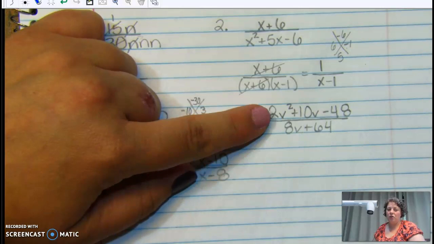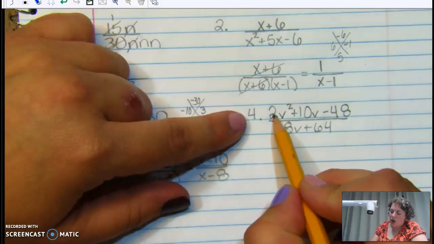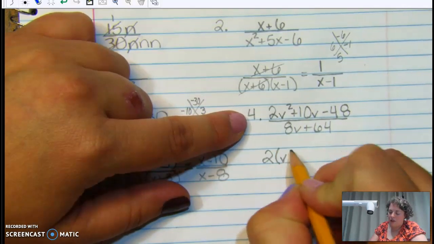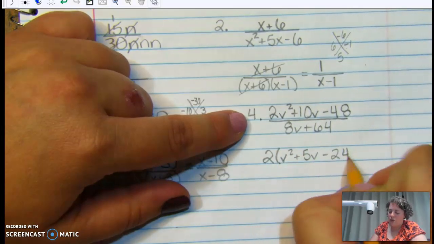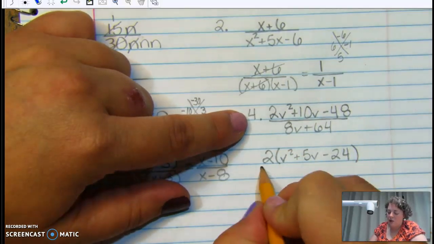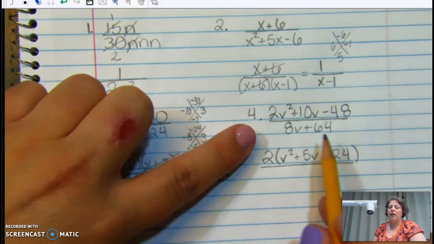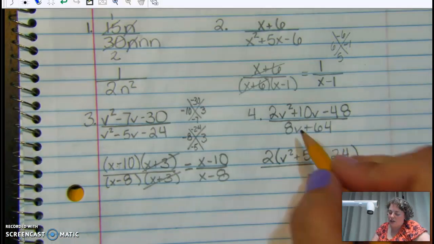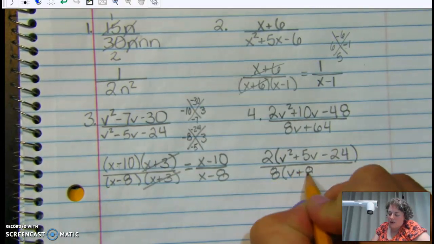So when I look at this, I'm going to do greatest common factor first, and that's going to help me out tremendously because it will make the leading coefficient 1. So first of all, these three things are divisible by 2, so I'm going to put the 2 out in front. I'm left with v squared plus 5v minus 24. That's what I'll need to factor. Now, I can go ahead and do the bottom at the same time. This one, it's not a quadratic, so we're just going to do common factor. In this particular case, they're both divisible by 8. So I've got 8 outside, v plus 8 inside.